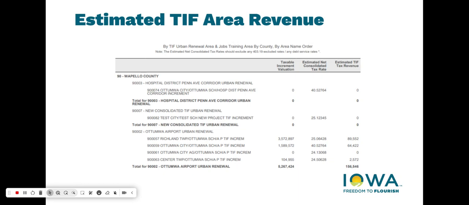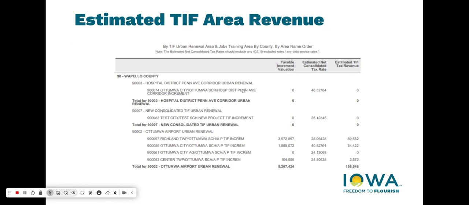Estimated TIF area revenue report. This is a report that's often important to your TIF authorities within your county. They're going to want to know for each and every TIF area the projected revenue to service the debts that they have within that urban renewal area. And so this is a report that you can run.